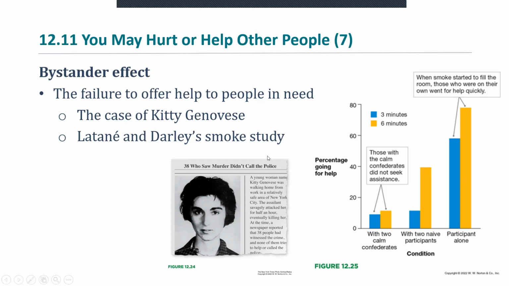In one of their studies called the smoke study, we'll take a look at that. Participants were asked to wait with two calm Confederates, or with two other real participants, or alone. So you're in a room, you're either alone or you're with two other people. Sometimes the two other people are also real subjects, or in the other condition, they're actually Confederates.